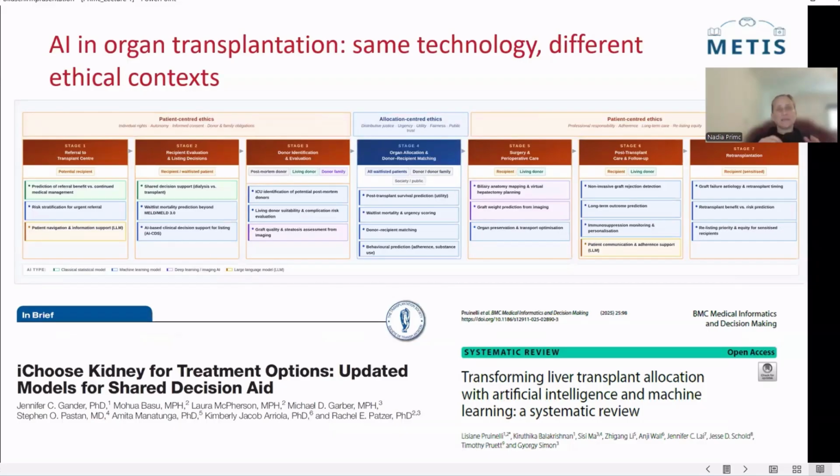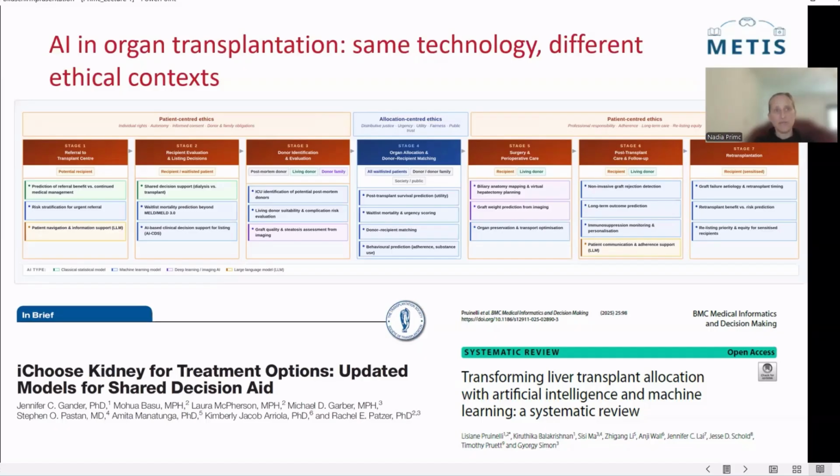So now consider two AI applications in transplantation medicine. You see them at the bottom. I have taken two exemplary publications on two different AI use cases in transplantation medicine. Both are predictive models that produce probability estimates from patient data. They are technically very similar, although not the same, but they raise different ethical questions because they sit at different points in the transplantation process.